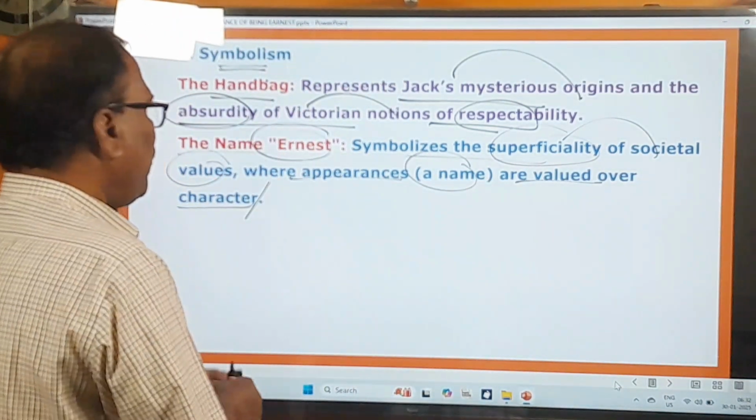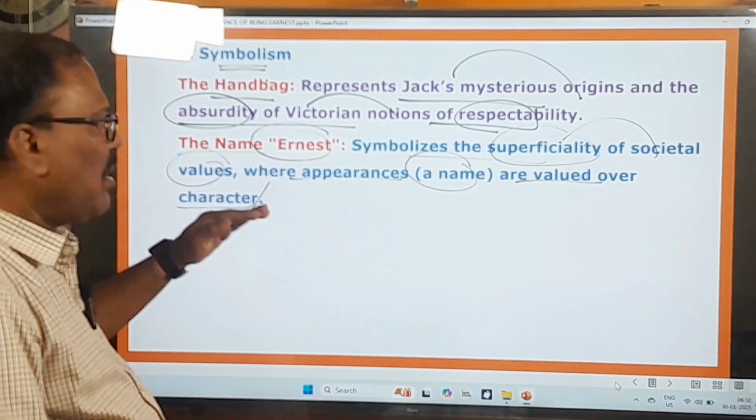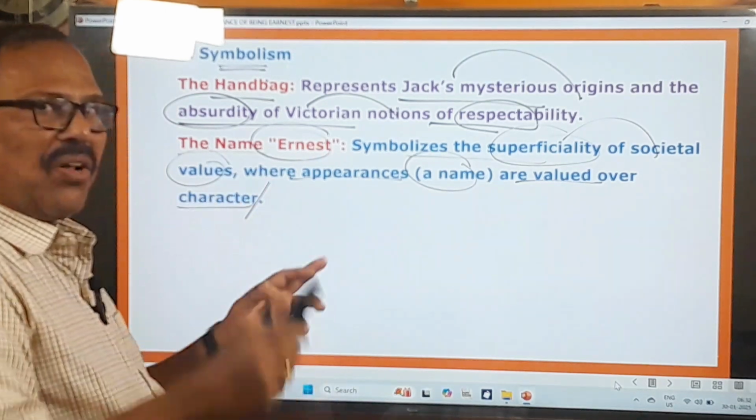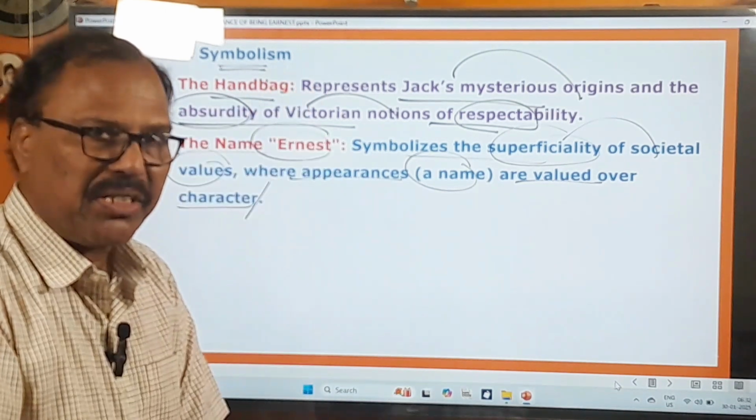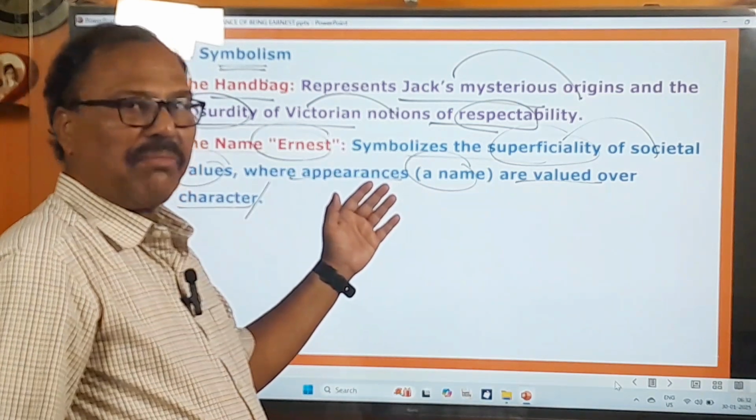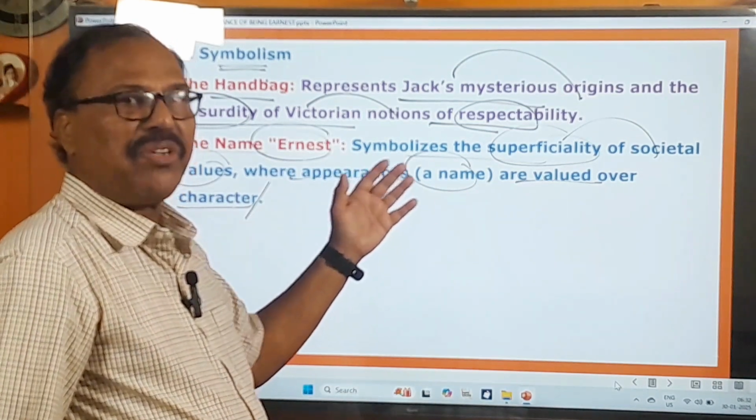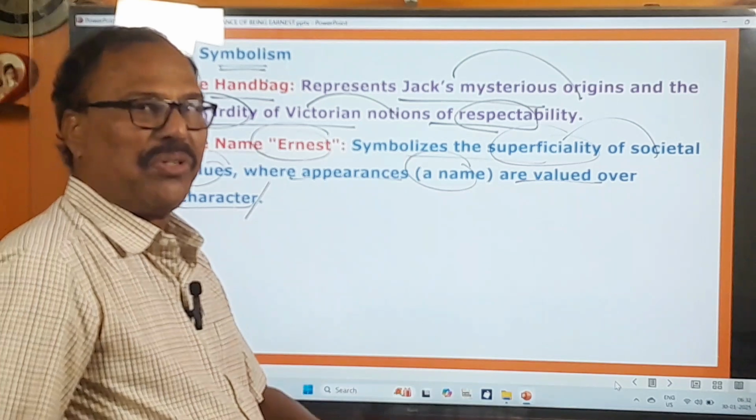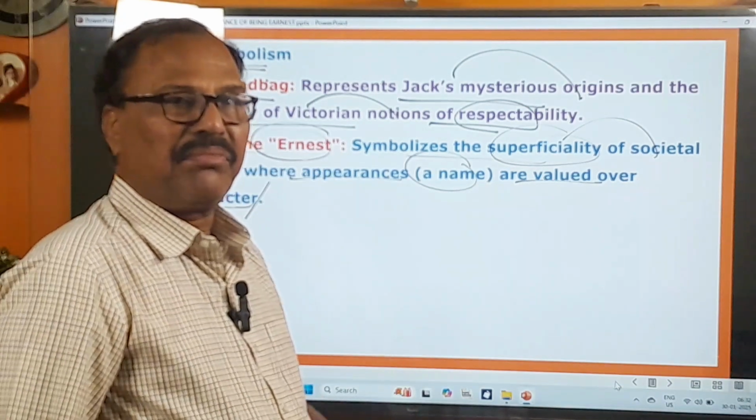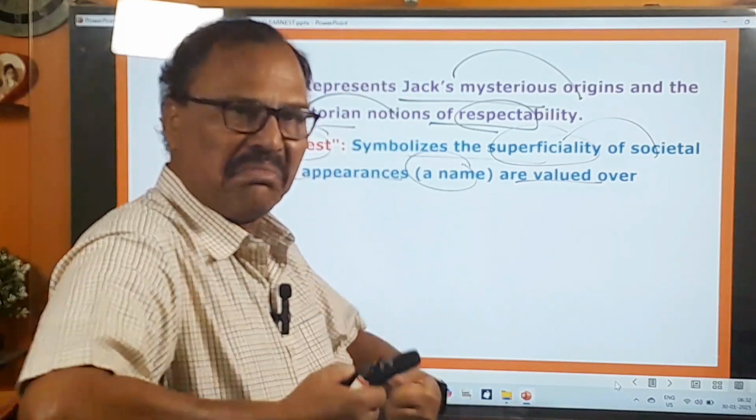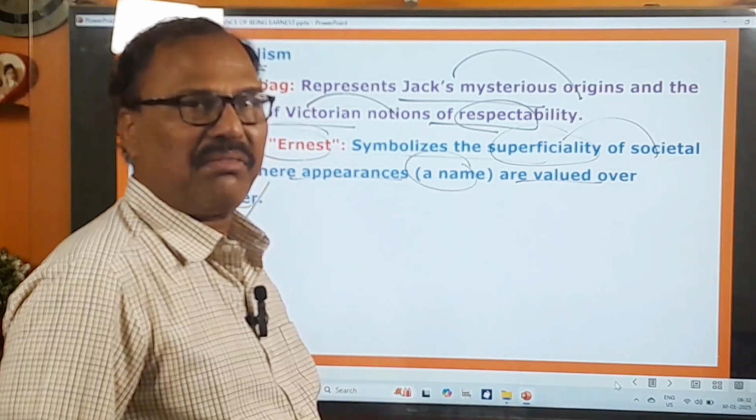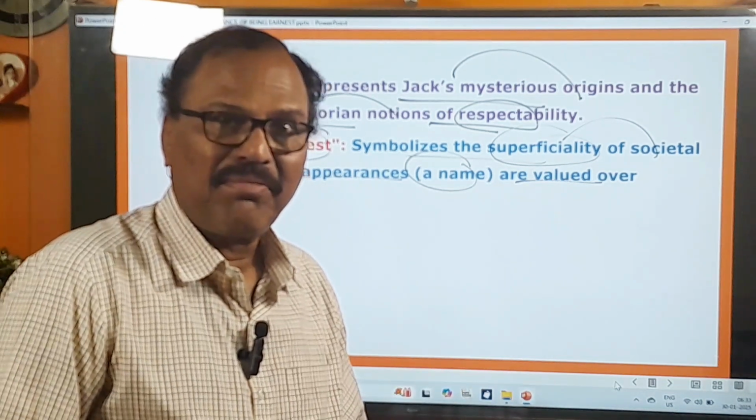So the people of those days have not given any value to the character or the personality of that person, but they have given value only to the appearance. Appearance means, just now I have told you, the color of that person, the height of that person, the sturdiness of that person. They're all trivial things actually.